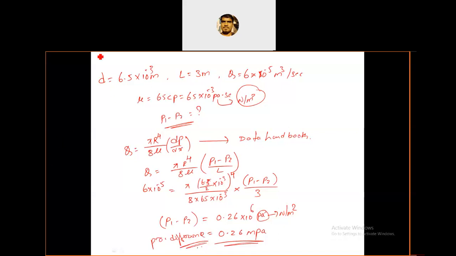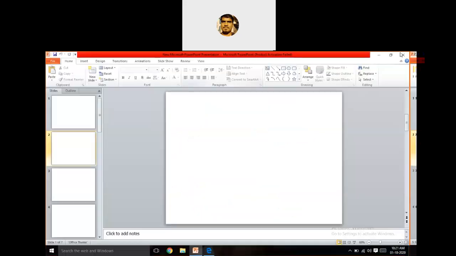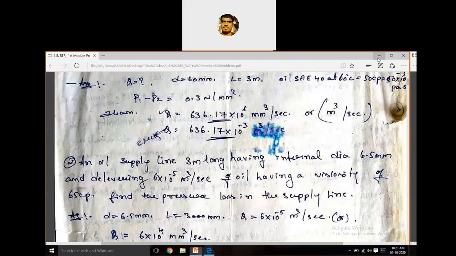Okay. First, take the equation, substitute and simplify. So is the second problem clear?